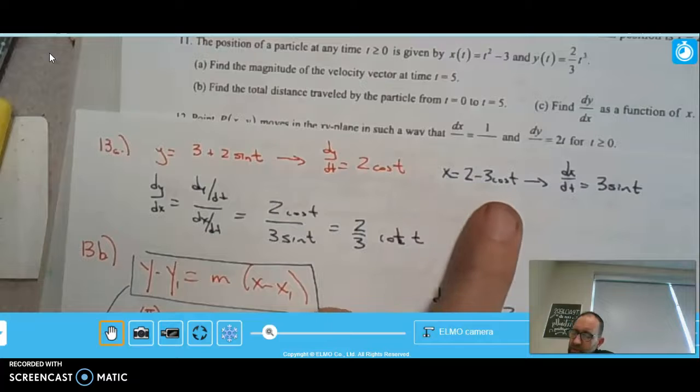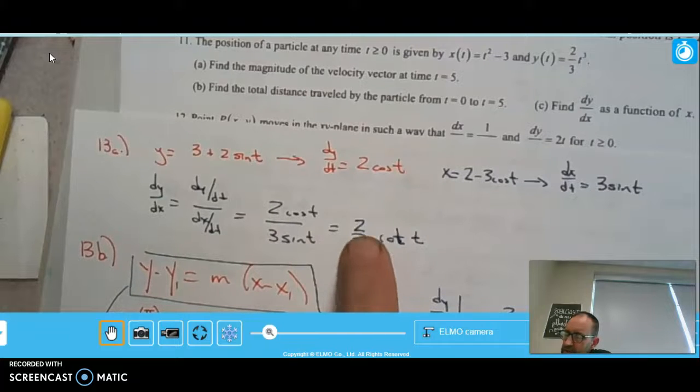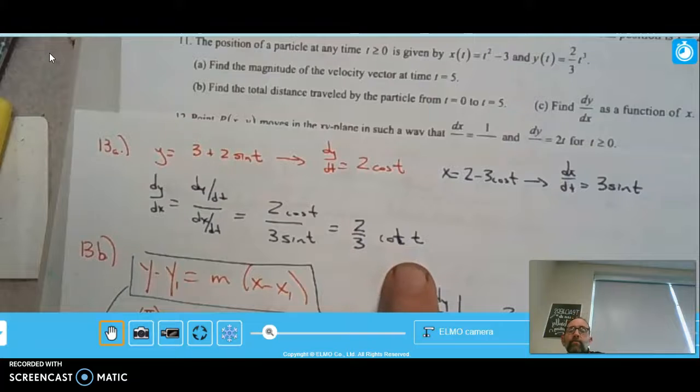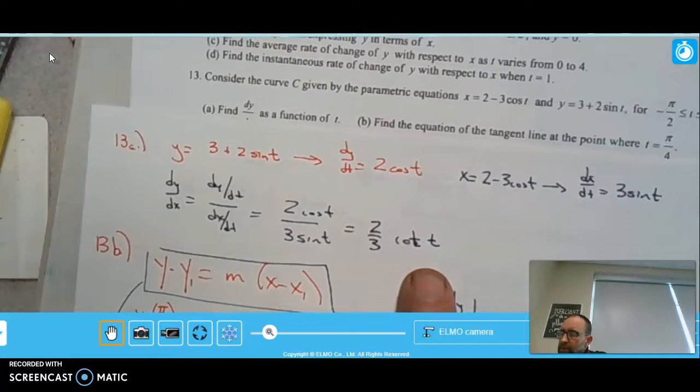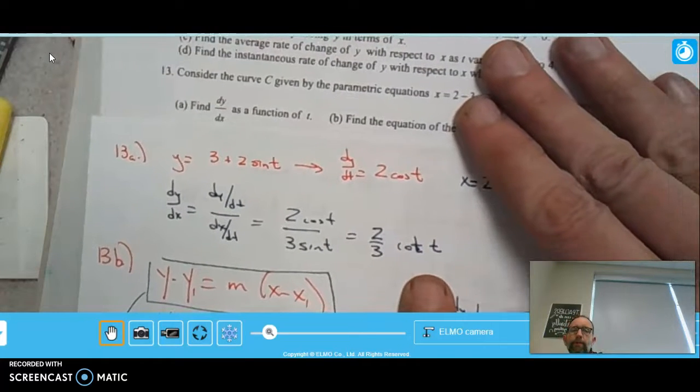dx/dt will be 3 sine of t. So when we divide those two things, we have 2/3 of the cotangent of t. And so that would be the answer to part A.